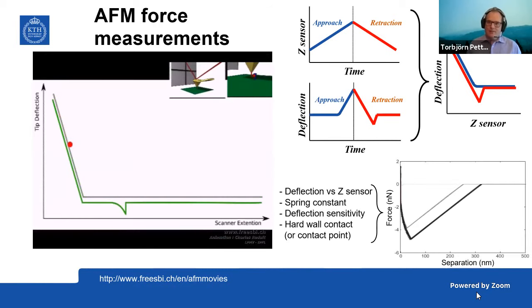And capturing this, we get the data of deflection versus motion of the surface. And by knowing different parameters like spring constant, deflection sensitivity, or the hard wall contact or a point of contact, we can transform this data set into a force versus separation data set. And by looking at this force versus separation data set, we can tell more about what actually happened in a system, or what type of interaction are present in the system.